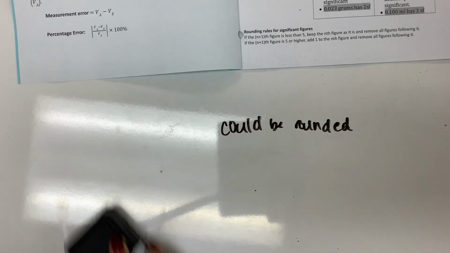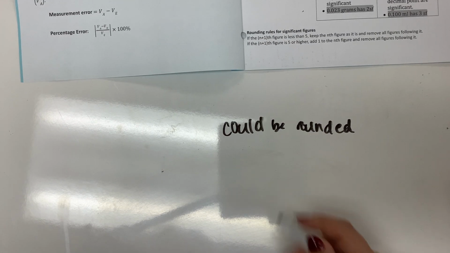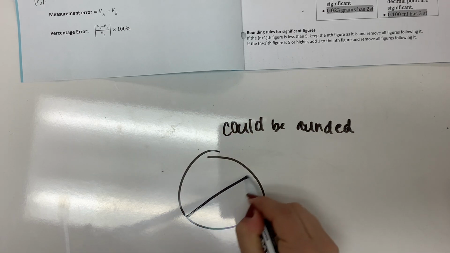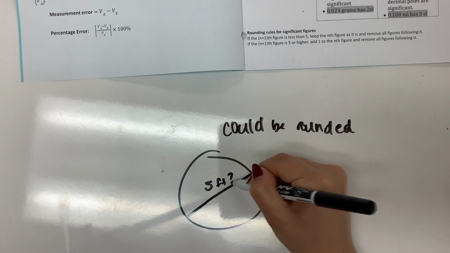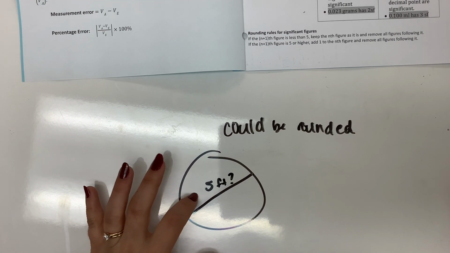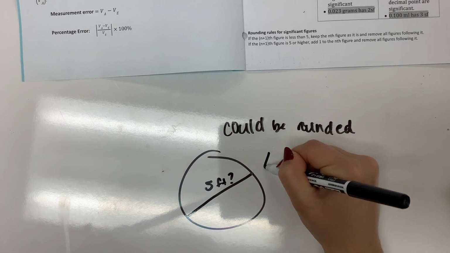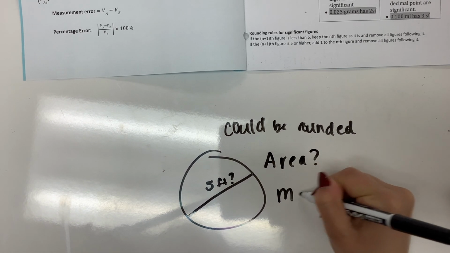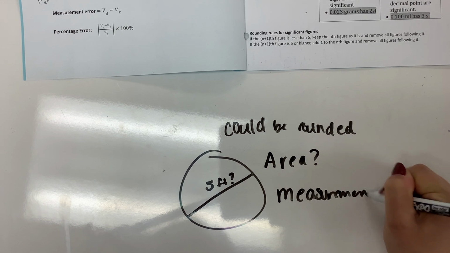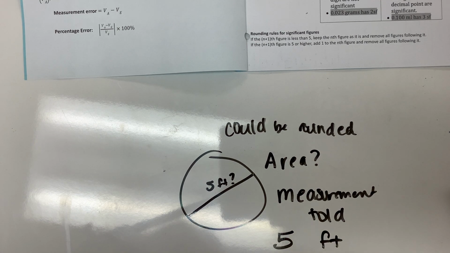I'm trying to think of another example. Another example that tripped me up, it's in the book somewhere. You're told a circle has a diameter of 5. I don't remember if it's inches or feet. We're going to say it's feet. You're told a circle has a diameter of 5, and then you want to find the area. The first thing you do is take the measurement you're told. Here you were told 5 feet, and then use that for your lower and upper bound.